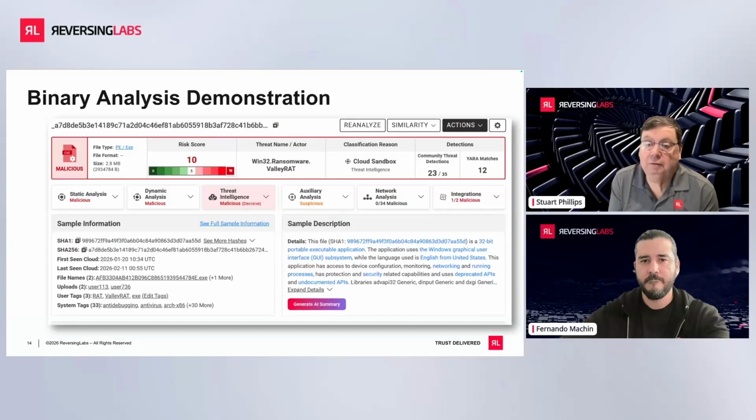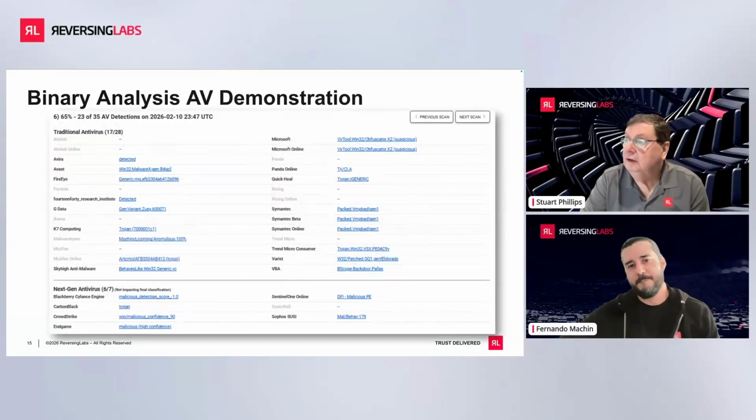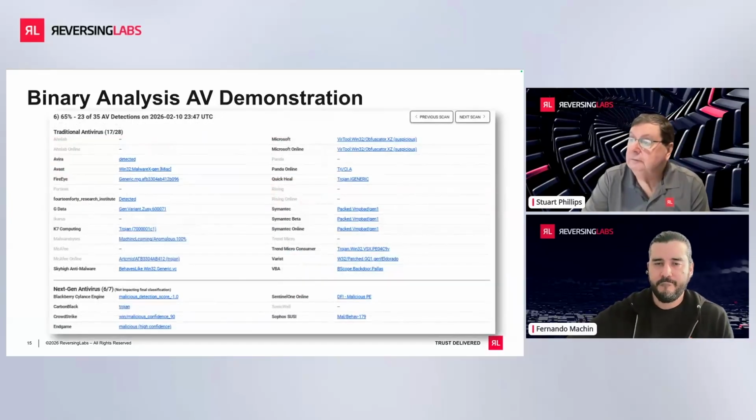But this is the kind of information you would get with Spectra Analyze and being able to pull the information from the file. And then you have the hash. You can also, again, take it from here. You can reanalyze it again if you want to, and you can go through and check it out. And yeah, then this is an example of the same file.